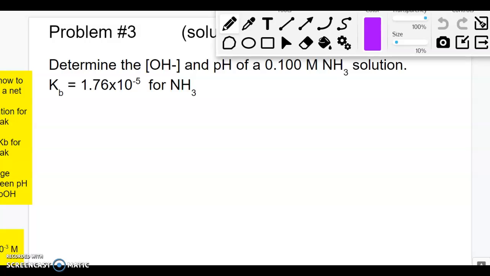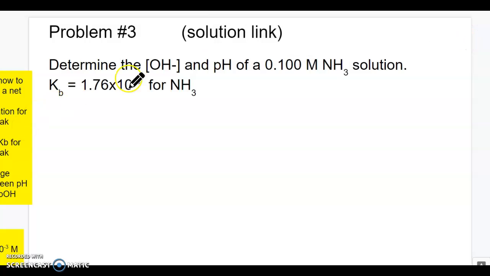Nice, AP Chem peeps. Here we are. We're going to solve this thing out. And it says, determine the OH minus and pH of a 0.100 molar NH3 solution. Kb is equal to 1.76 times 10 to the negative fifth for NH3.